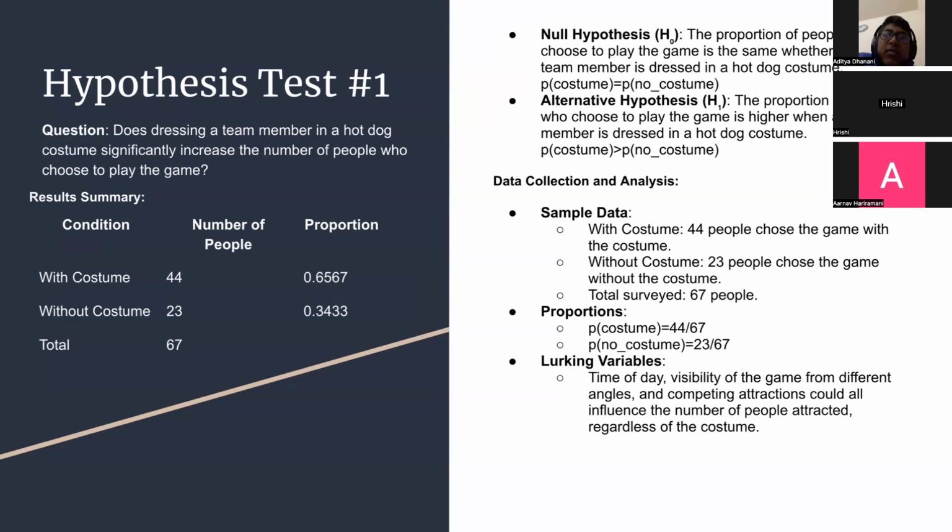a hot dog costume. With our sample data, 44 people chose to play the game with the costume versus 23 people who chose the game without the costume, and there was a total survey of 67 people. Probability of people with costume is 44 over 67 versus the probability of no costume is 23 over 67. And the variables that could have affected the experiment were the time of the day, the visibility of the game from different angles, and any other competing attractions that could influence the number of people.